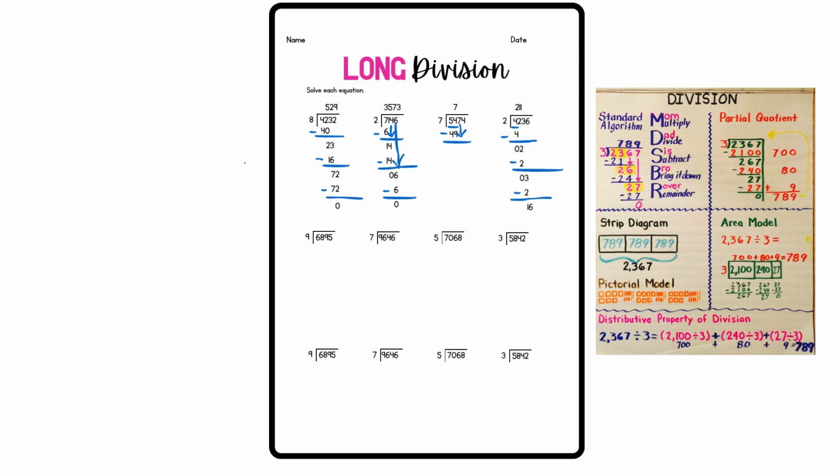So for number 2, the answer should be 373, not 3,573. So that was an error on my part. I'm glad we're going over this. So the second one should be 373, not 3,573. The rest of this math that's listed here is absolutely correct.